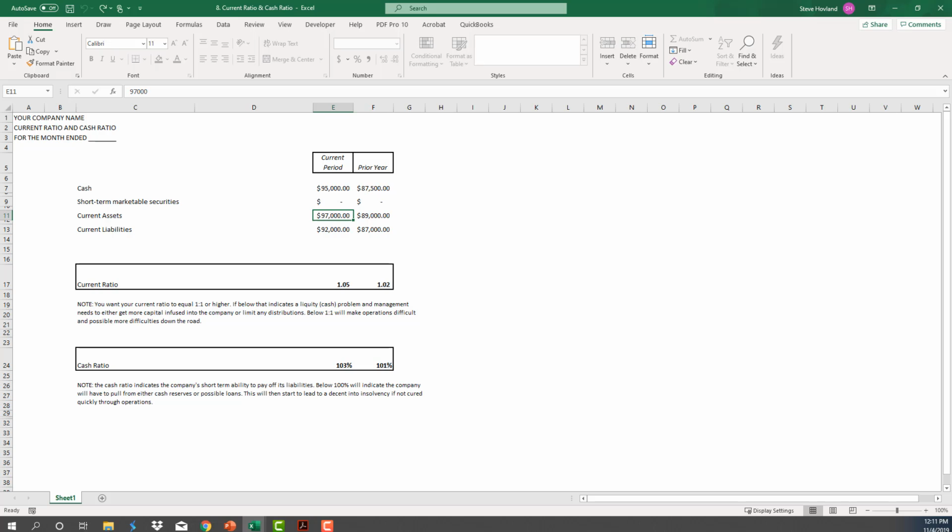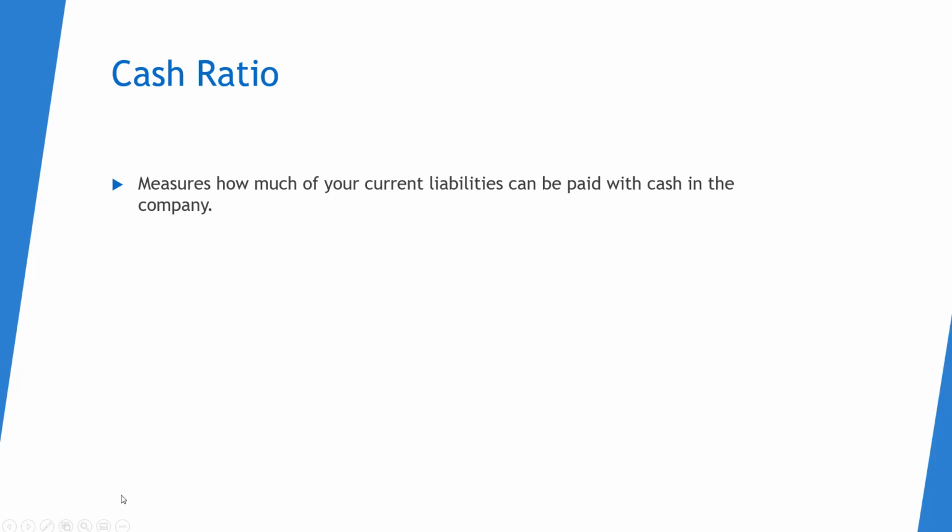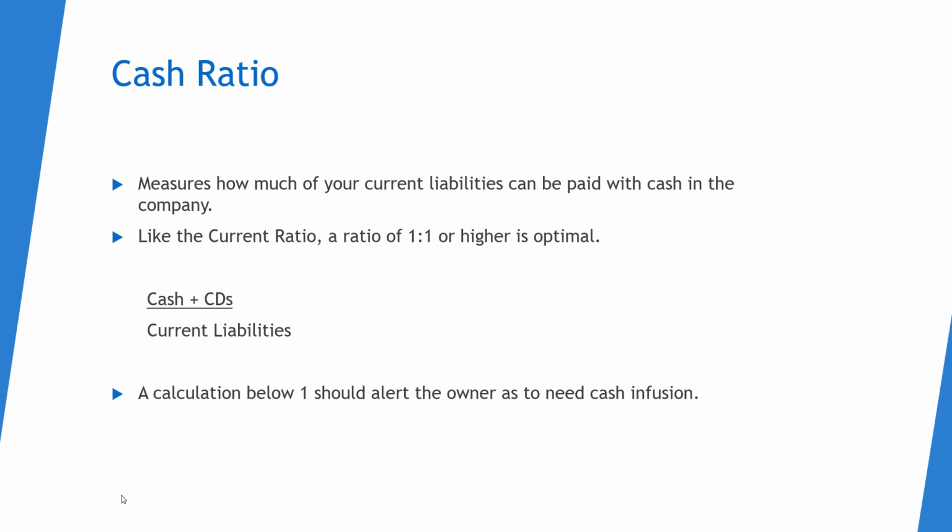So now let's jump right back and take a look at the cash ratio. Some of you might not have heard of this particular ratio, but it's very useful in determining the liquidity of your company. It measures how much of the current liabilities can be paid with cash in the company. And like the current ratio, 1 to 1 or higher is optimal.